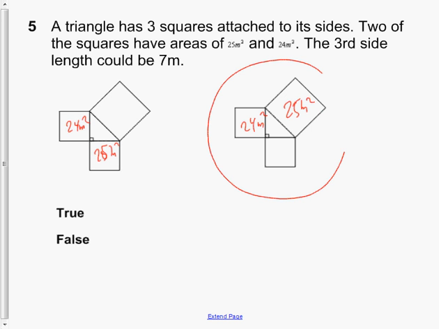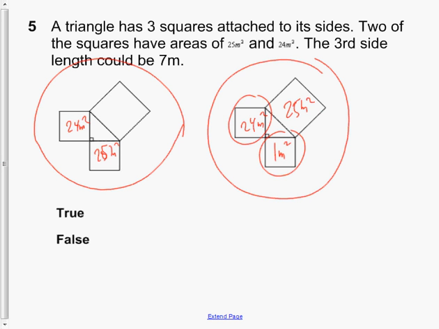If this was the case, since this is a leg and this is a leg, this would have to be 1 meter squared, and none of those side lengths would be 7. But in this case, if one of them is 24 and one of them is 25, the area of the square attached to the hypotenuse would have to be 49 meters squared, and if that was the case, the hypotenuse's length would be 7 meters. So it is possible for one of the side lengths in that situation to be 7 meters. So therefore the answer is true. It is possible to have a side length of the triangle 7 meters.